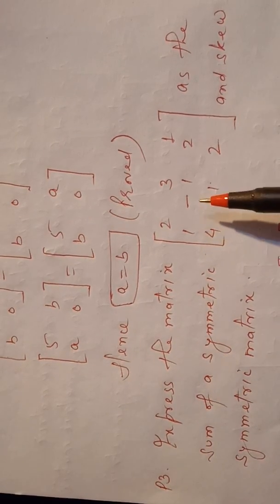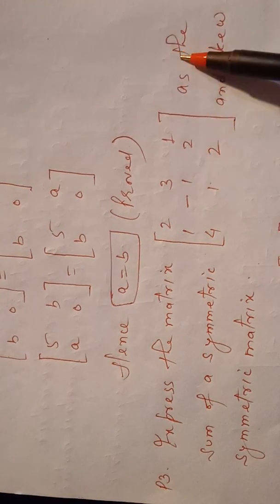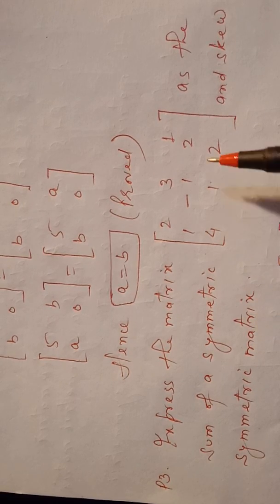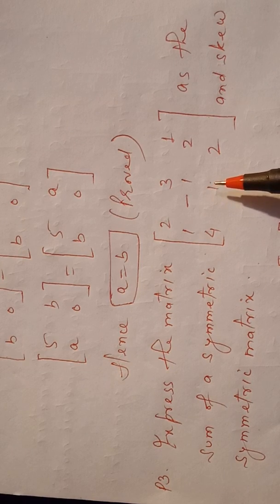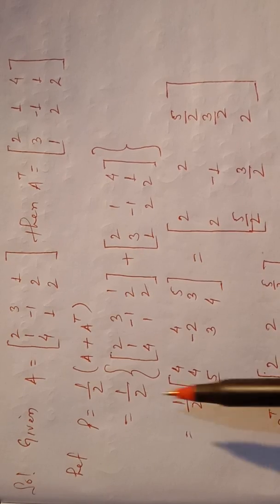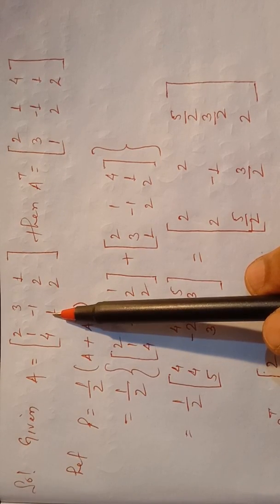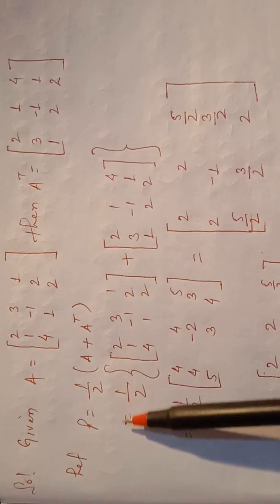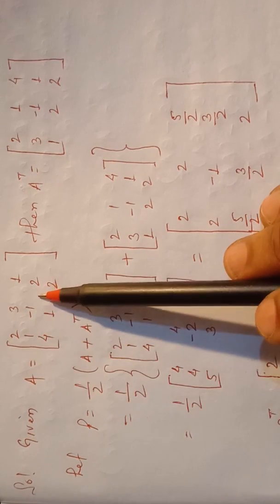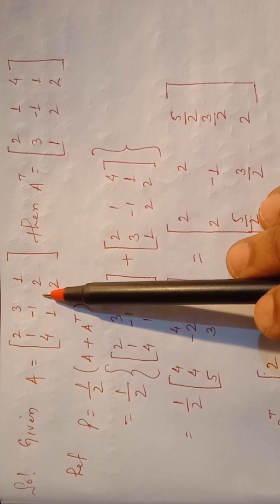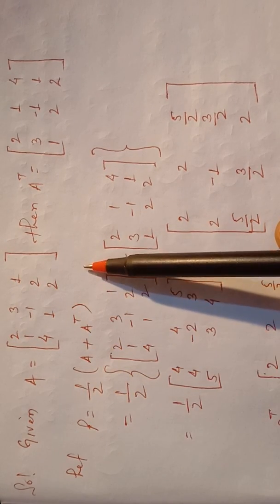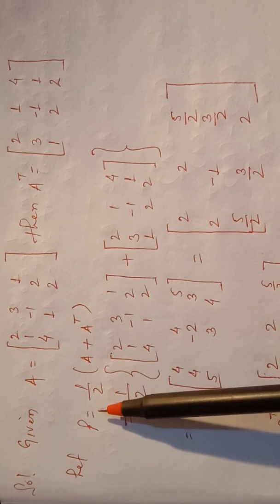Here we have to express the given matrix as the sum of a symmetric and a skew symmetric matrix. Now what is the procedure for that? Let's take, so this matrix A is given, then the transpose of A will be this matrix. Now we have to write this matrix A as the sum of a symmetric and a skew symmetric matrix. So from the previous theorem we know that A can be written as half of A plus A transpose plus half of A minus A transpose, which is actually A is equal to P plus Q.